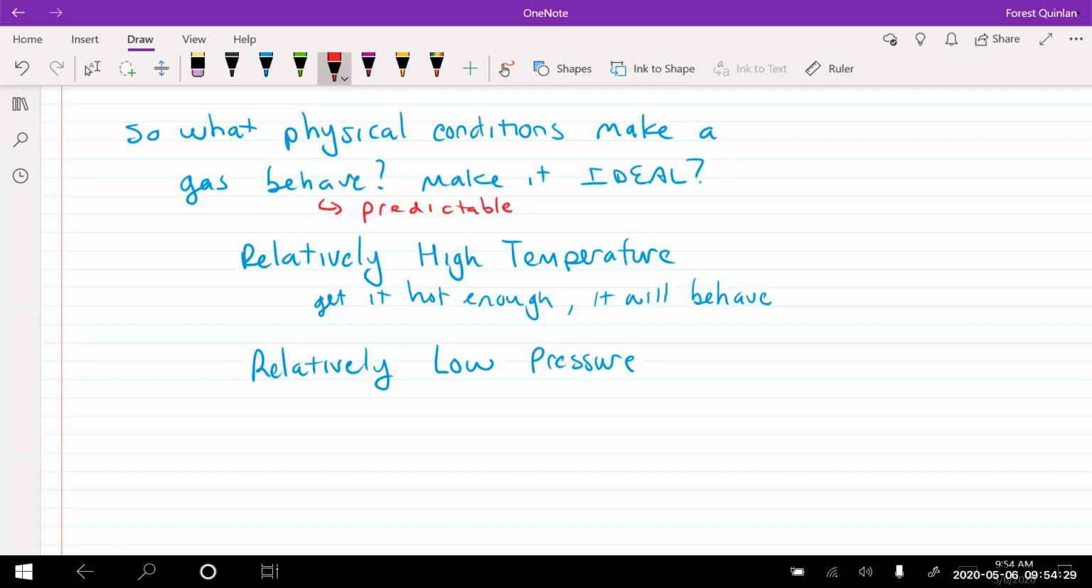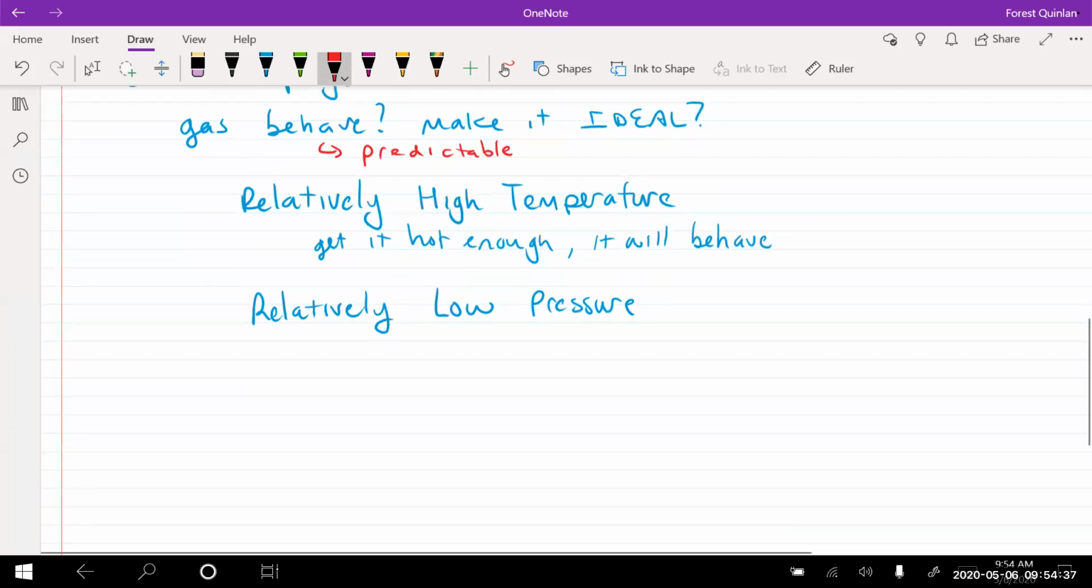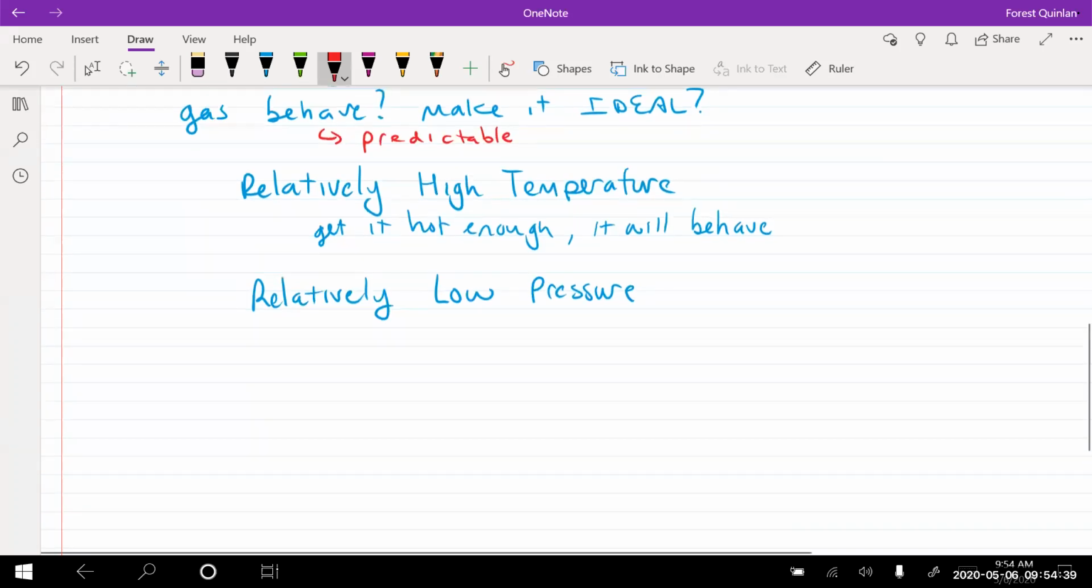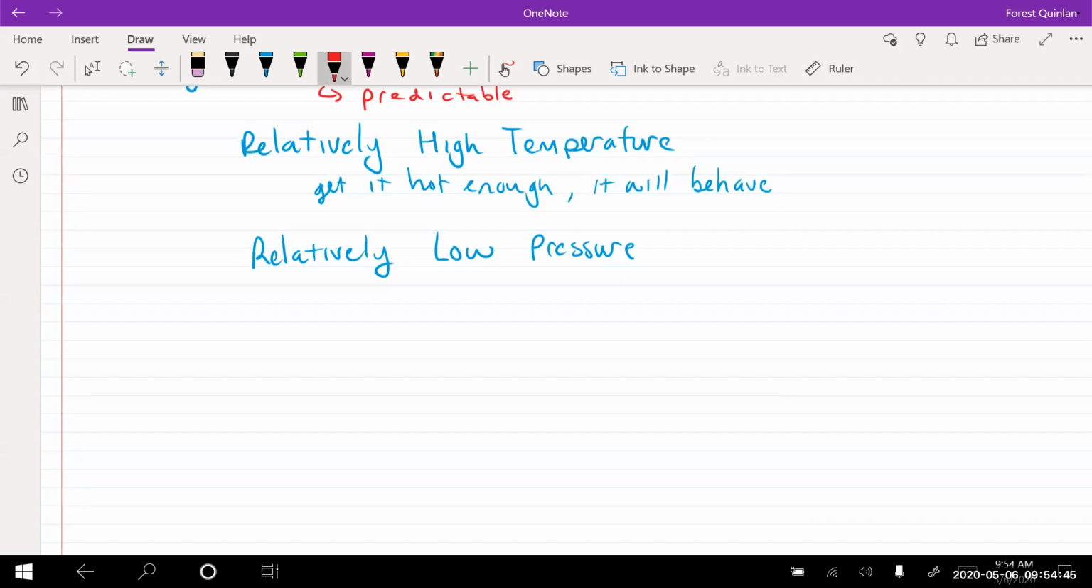Now, again, the relatively low, this is because it's all gas dependent. The relative is gas dependent.